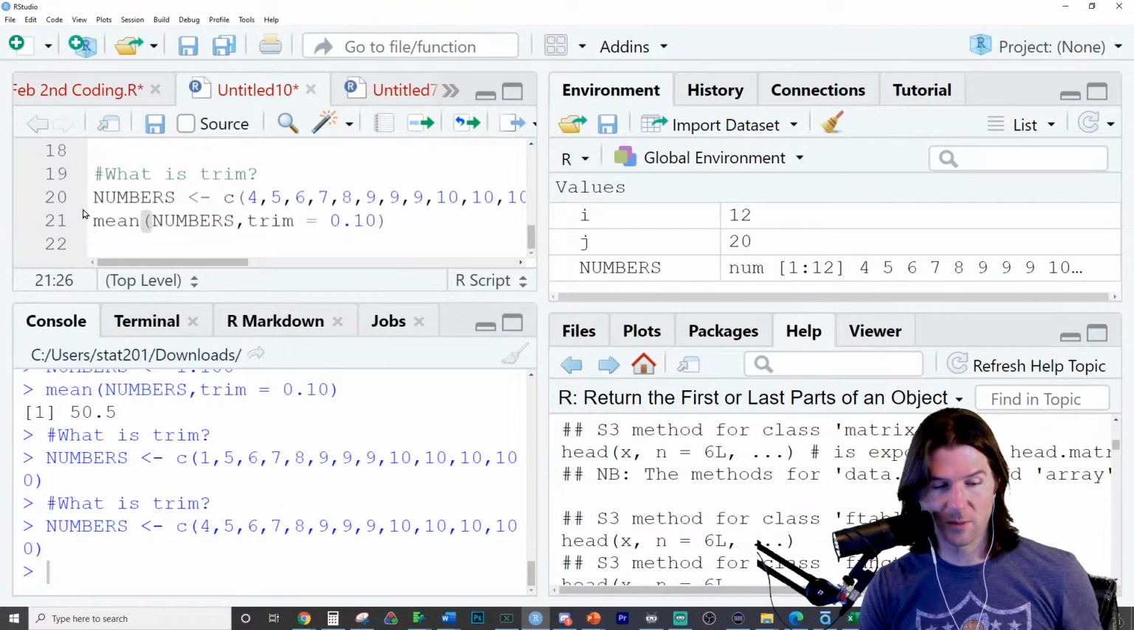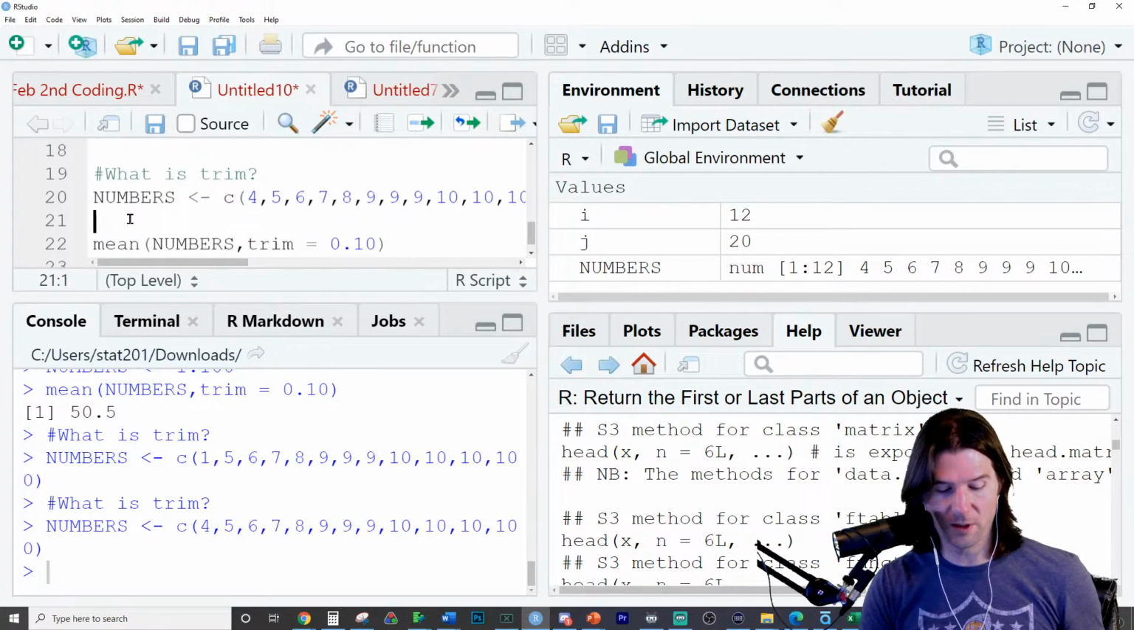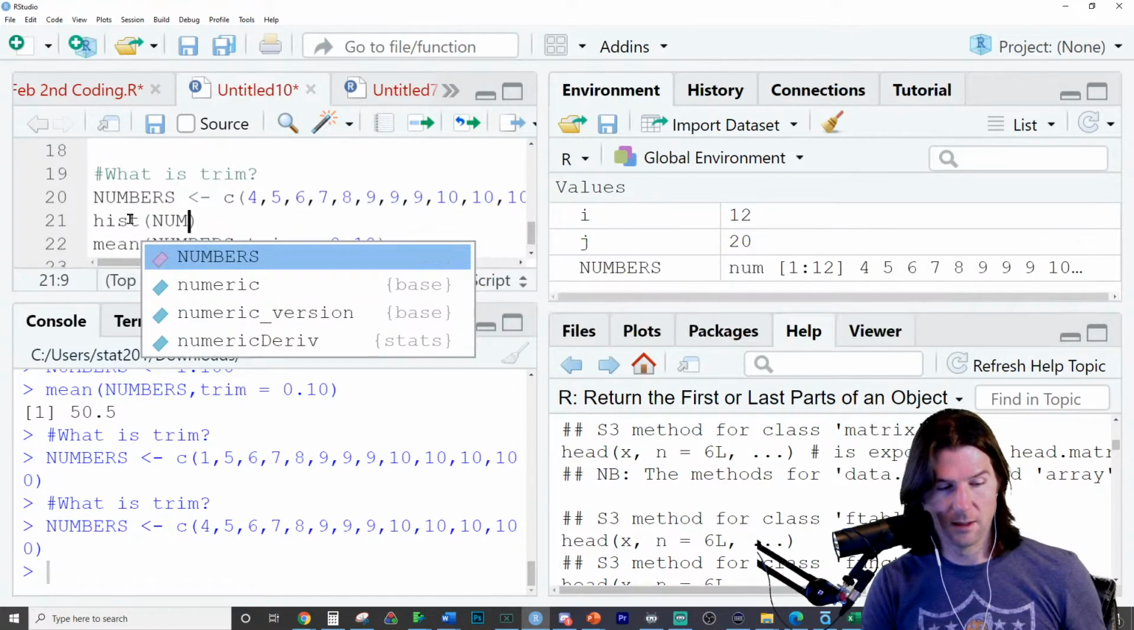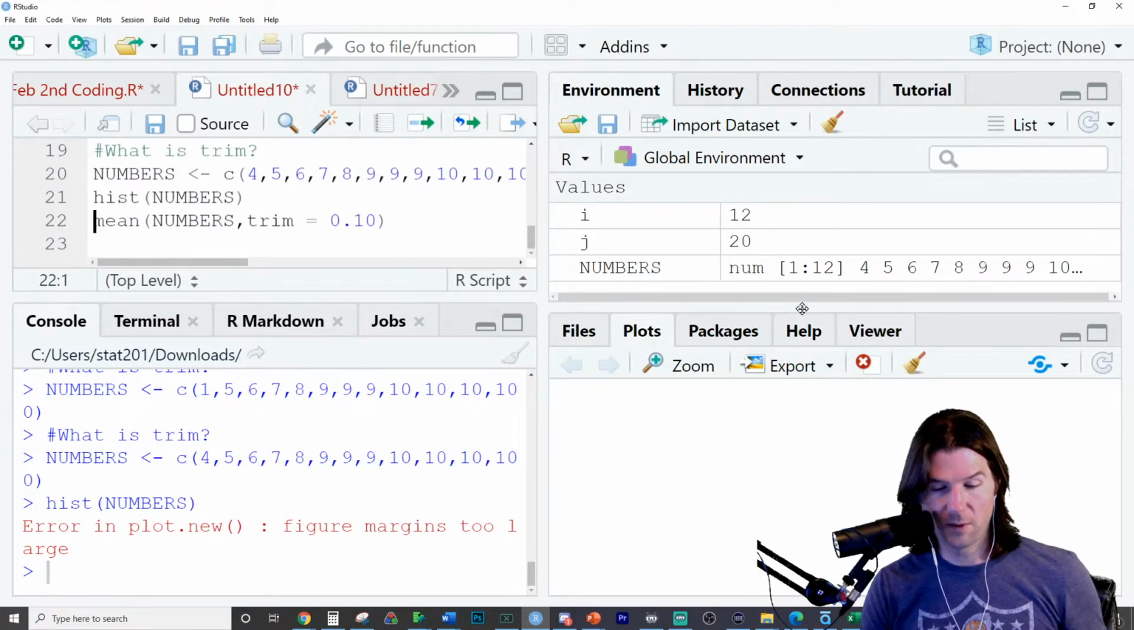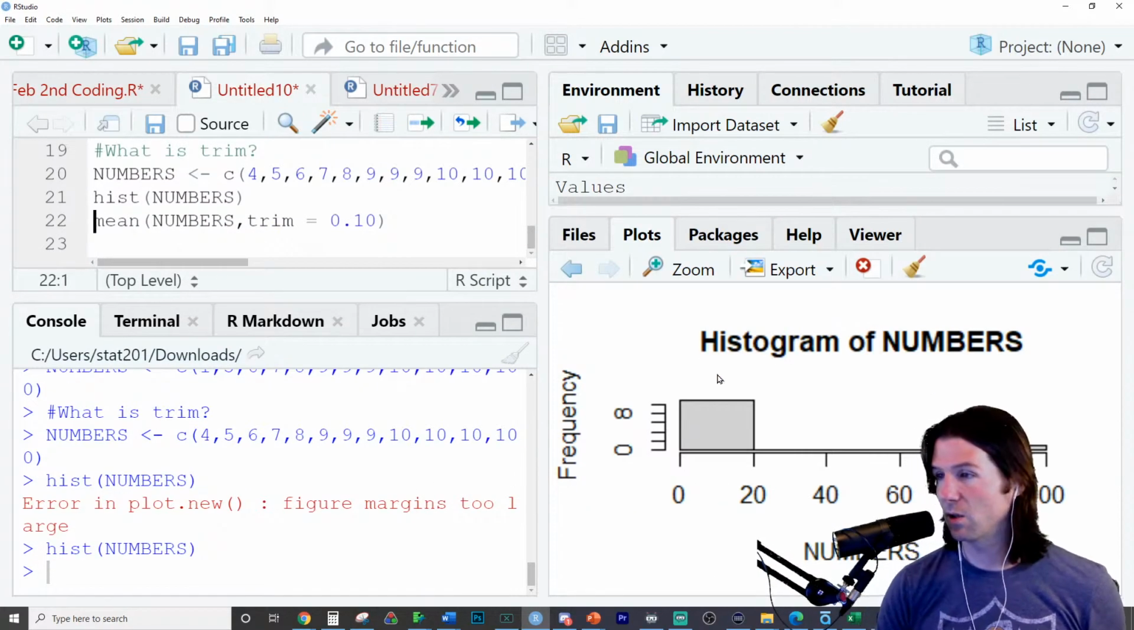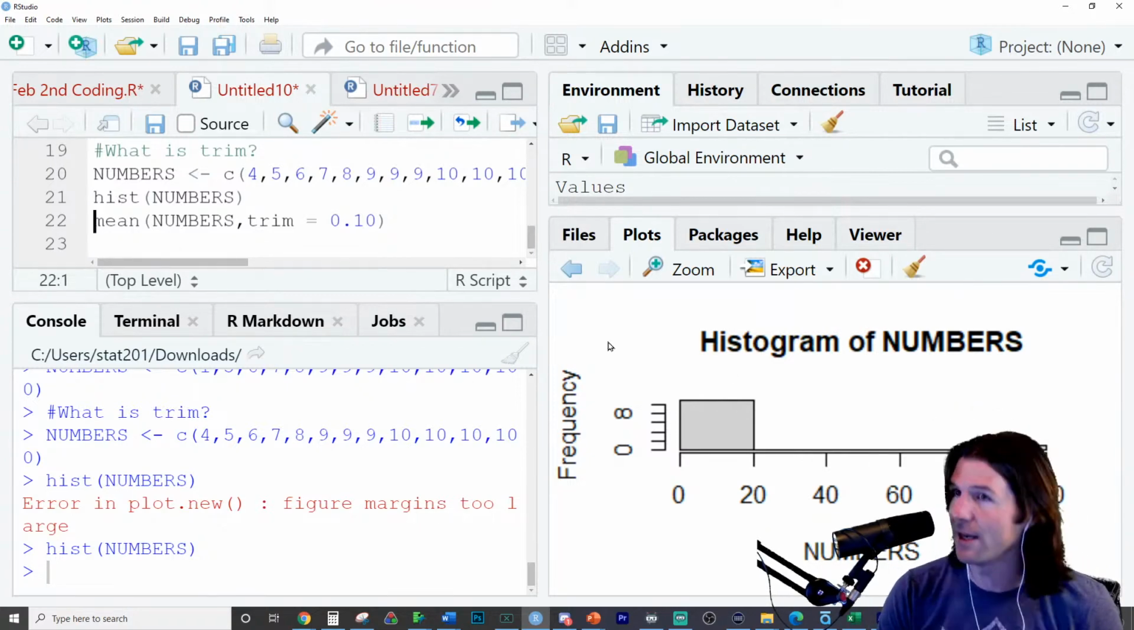It's so easy to make a histogram inside of R. If you make a histogram, all you have to do here is go to hist and go to numbers, and you gotta learn how to spell numbers. Figure too large. There you go. There's the histogram, and you can see the extreme outlier behind my head right there.